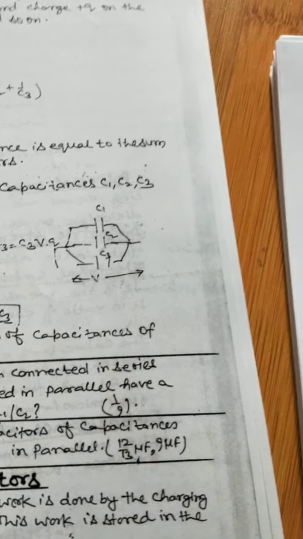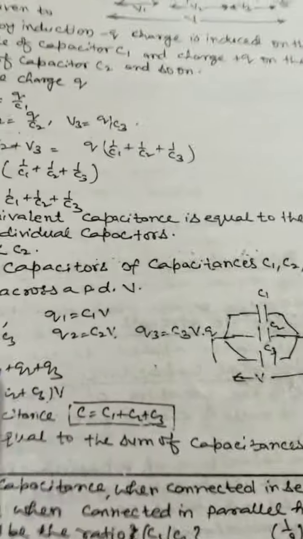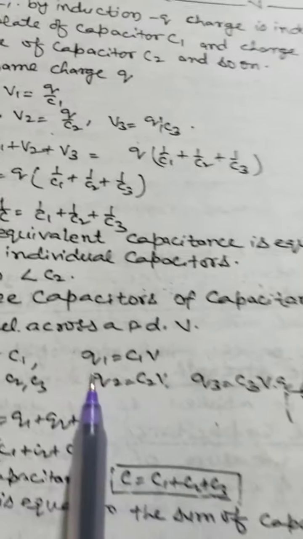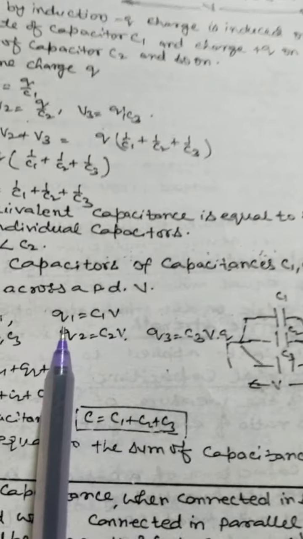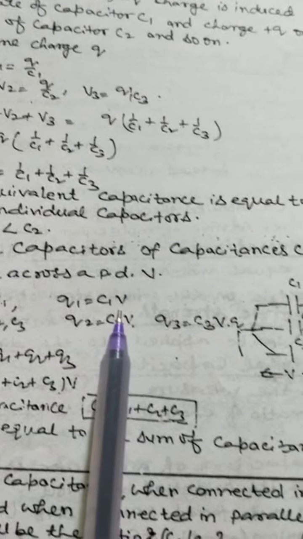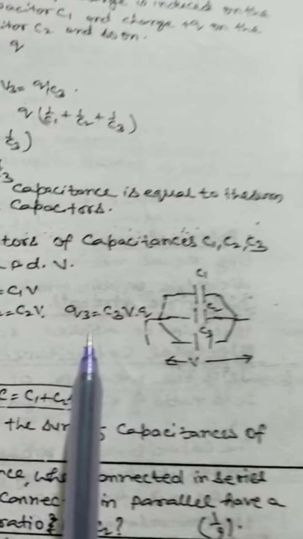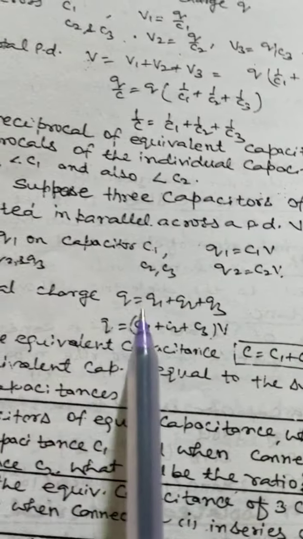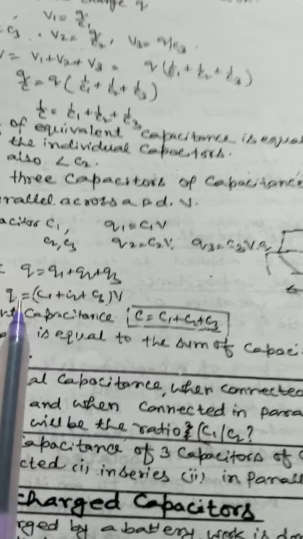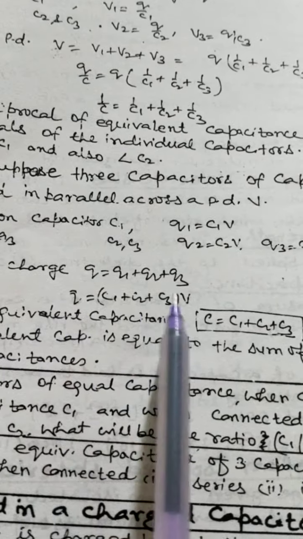Our formula is Q is equal to CV. So for the first, let us suppose the charge is Q1. The Q1 should be equal to C1V. Second, Q2 is equal to C2V. And Q3 is equal to C3V. Then the total charge will be Q1 plus Q2 plus Q3. When adding, then Q is equal to this.